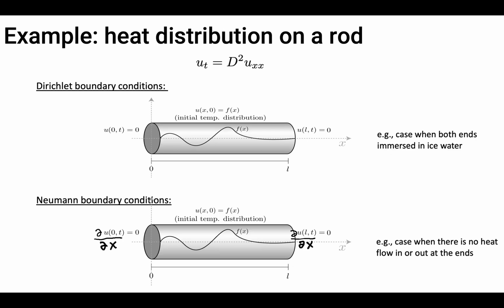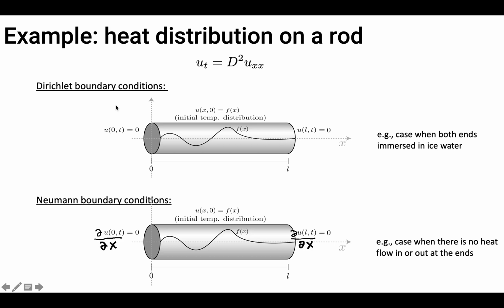Now let us look at the heat equation as an example. We're looking at the heat distribution on a thin rod. The heat equation is, if we recall, as follows: u_t equals d squared times u_xx. We have a time variable here, so in principle, we need some initial condition. So here we have u(x, 0) equals f(x), so we have some initial distribution f.